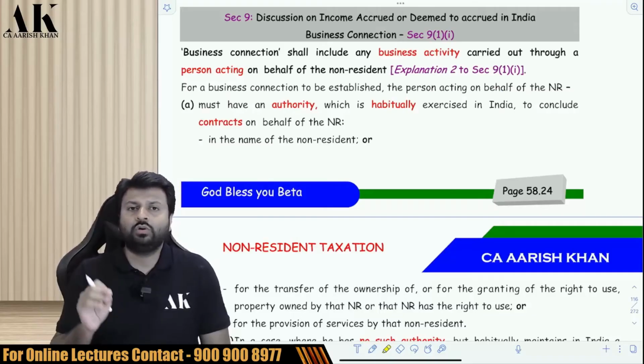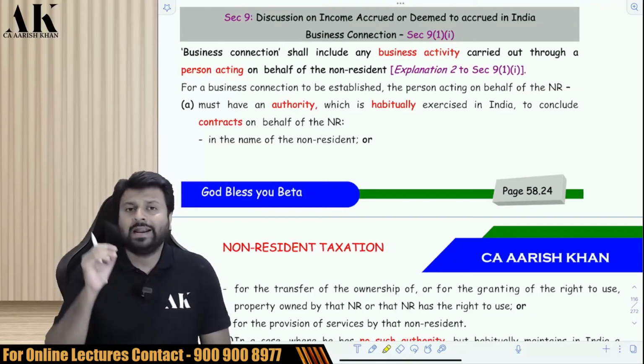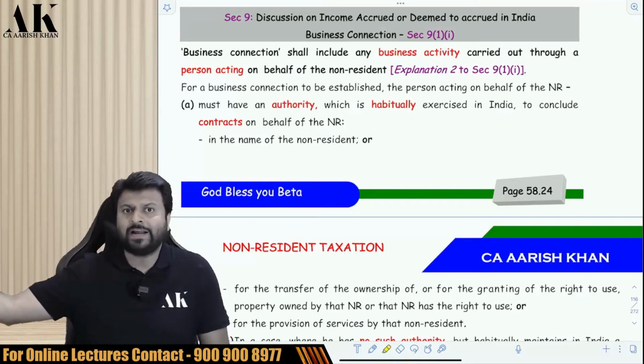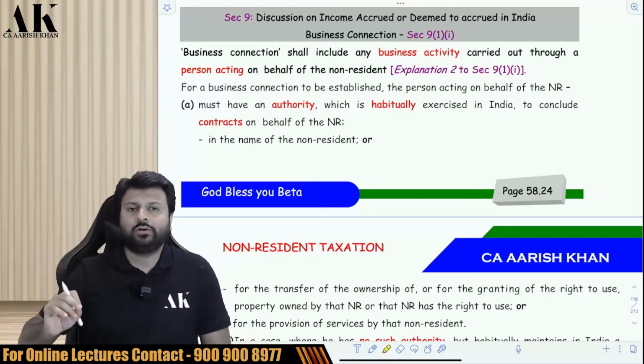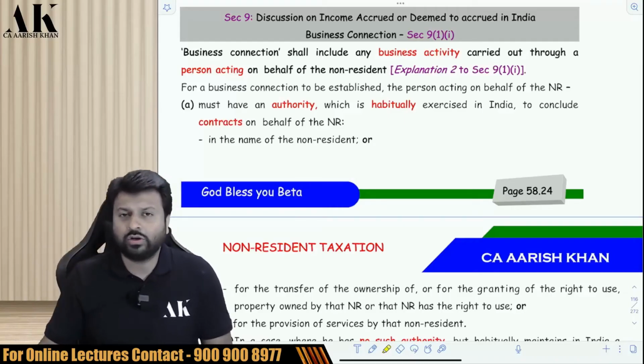Here we are going to do analysis of section 9(1)(i), (ii), (iii), (iv) and (v). Sections 9(1)(v), (vi), (vii) we have already done, in the discussion of interest, royalty and FTS. So here we are going to discuss 9(1)(i), (ii), (iii) and (iv). These four clauses we are going to discuss one by one.